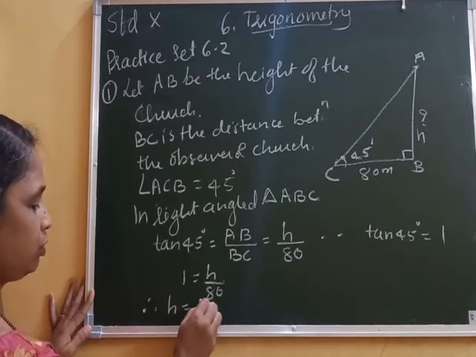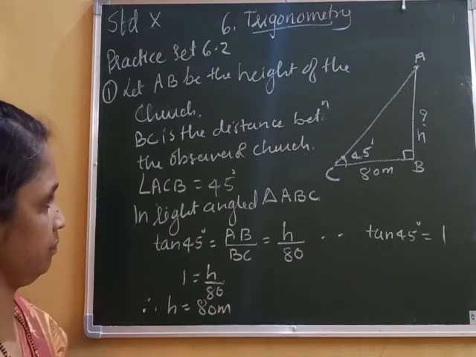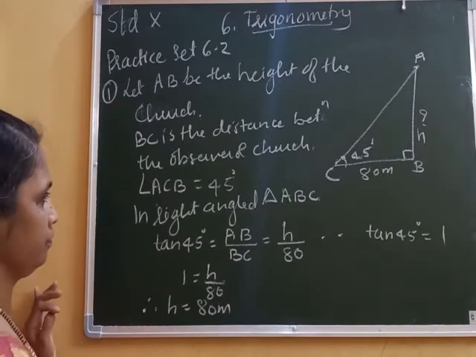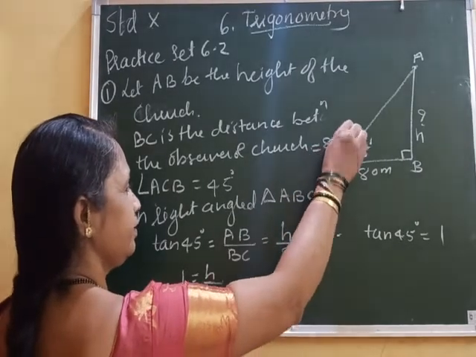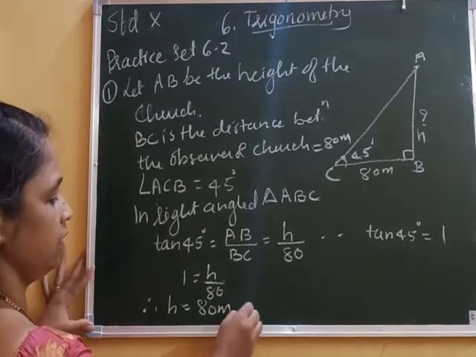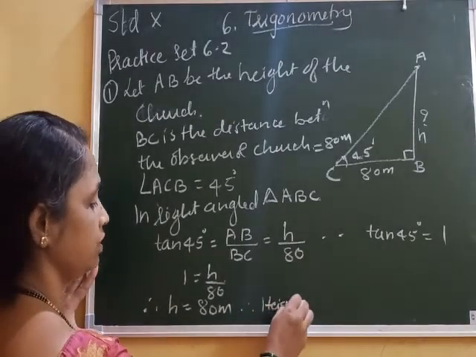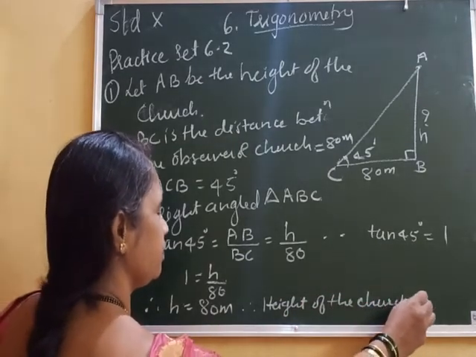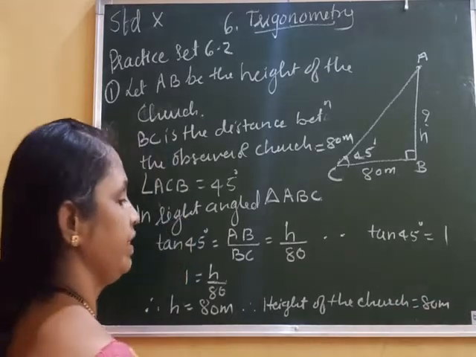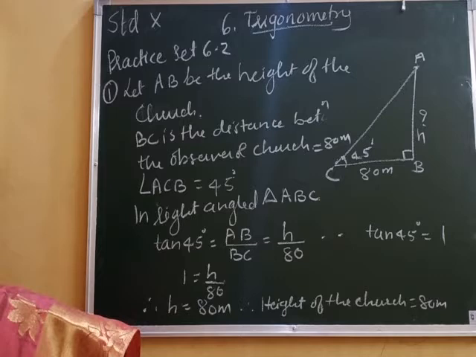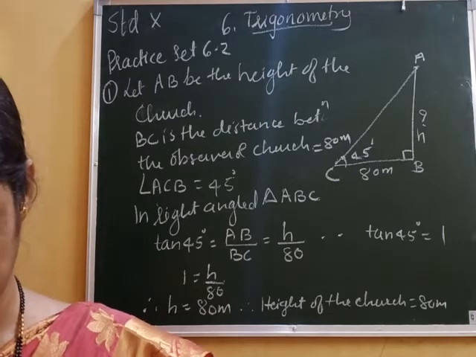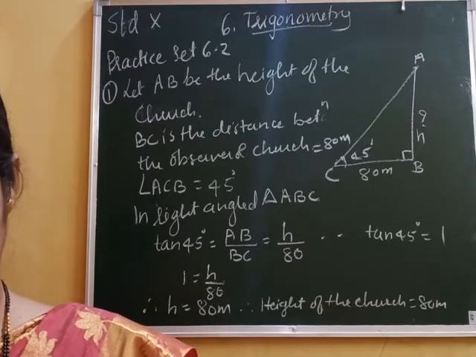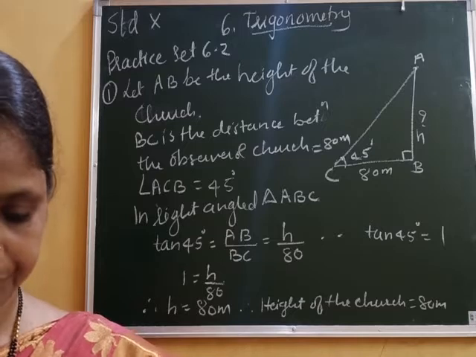Therefore, h is equal to 80 meter. So what is the height of the church? Therefore, the height of the church is 80 meter. Okay. Now this example we have to write in the notebook. Now next example which we have to see.